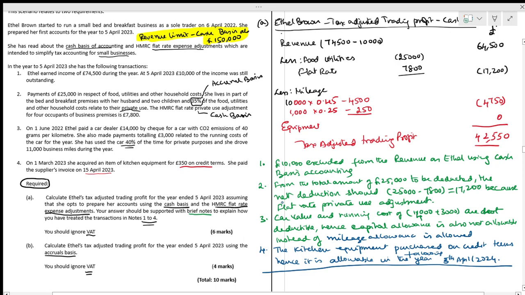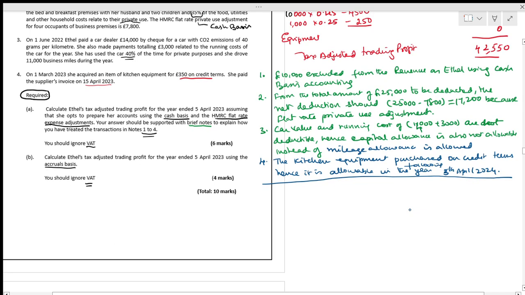Simple way of understanding and simple way of making presentation. Fine. Cash basis. Okay, next. Coming back to the accrual basis. Fine. Coming back on the point number B, accrual basis. Accrual basis is very simple. Both are simple. It's not difficult at all. See, taxation paper is comparatively easy.